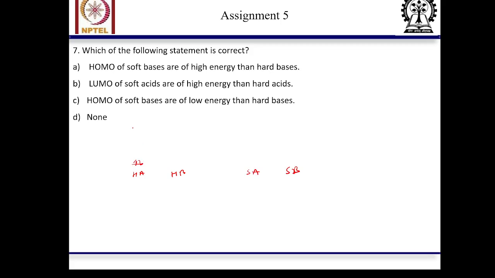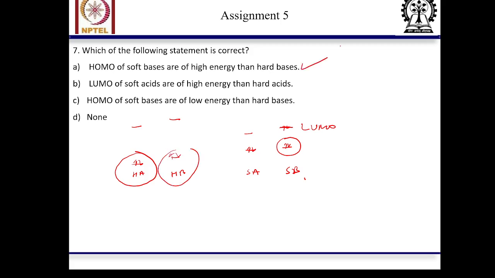This is the HOMO, this is the LUMO. This is the HOMO, this is the LUMO for the hard base. This is the HOMO and this is the LUMO. This is the HOMO for base and this is the LUMO. Okay, so here what is the combination? HOMO of the soft bases, this is the HOMO, this is the LUMO. HOMO of soft bases are higher in energy than the hard bases. That is the correct answer.